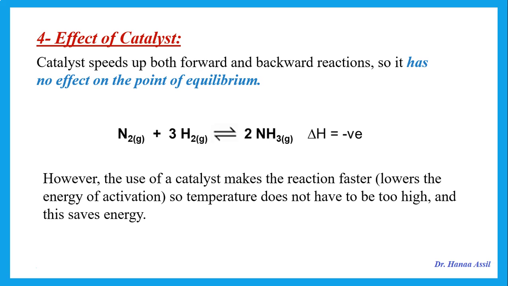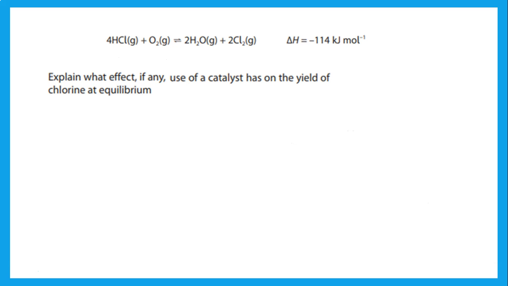So remember, adding a catalyst would only make the reaction faster. Remember, the catalyst makes the reaction faster because it lowers the energy of activation. So the temperature does not have to be too high, and this saves energy, and that is why we use a catalyst. But we don't use it in order to form more ammonia or less ammonia. So, for example, this reaction says HCl plus oxygen to give H2O plus chlorine. The forward is exothermic.